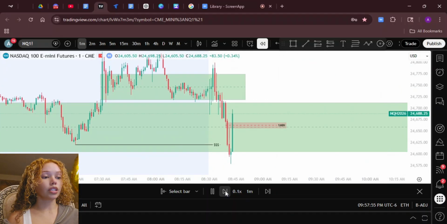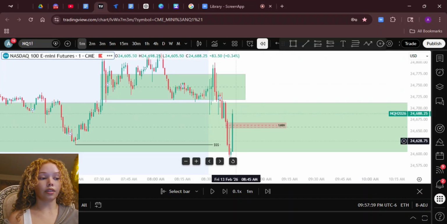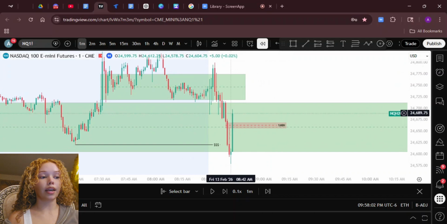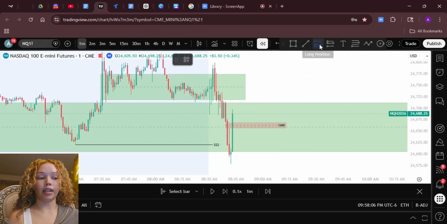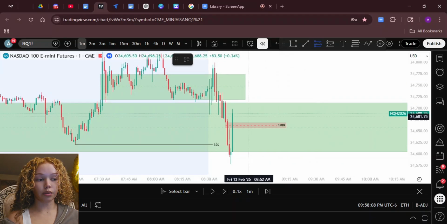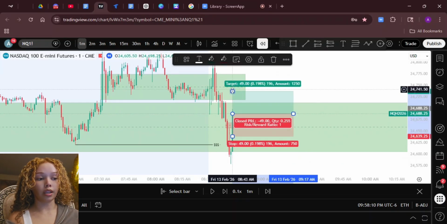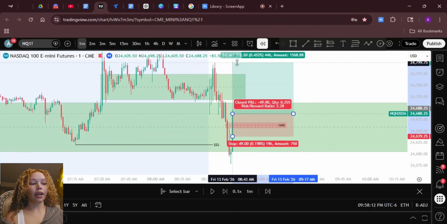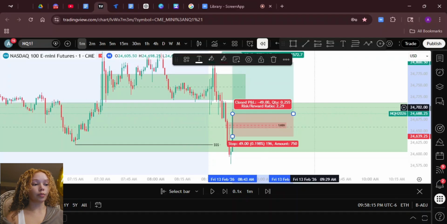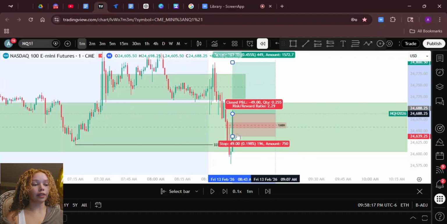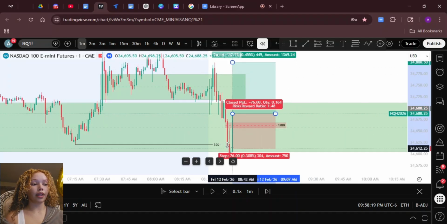All right, and as you can see, price definitely inverted this fair value gap. So that's another confirmation. I got my inverse fair value gap. And then it also did close above the fair value gap as well. So it was a clean close. It was a strong close, and it was a strong candle. And then I'm also going to just mark off my levels. So I'm going to target that buy side liquidity.